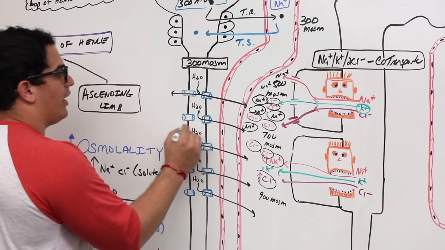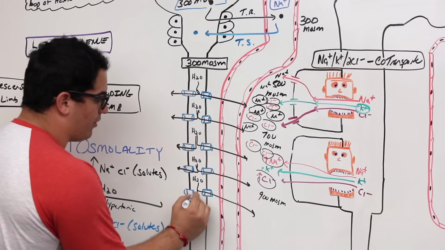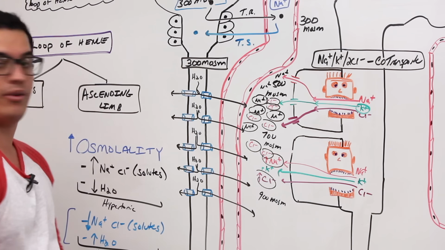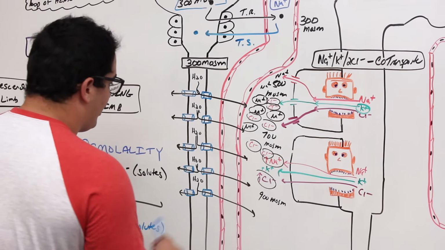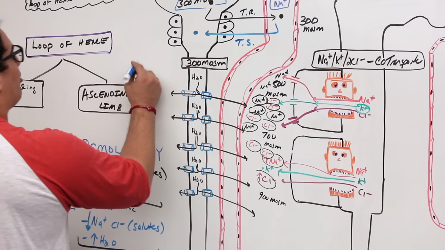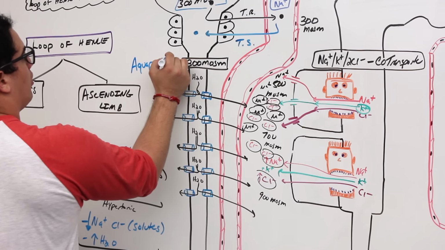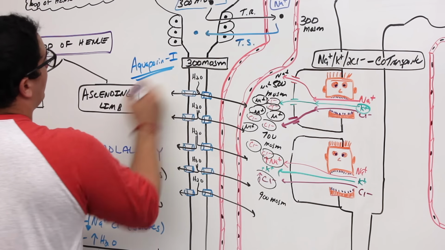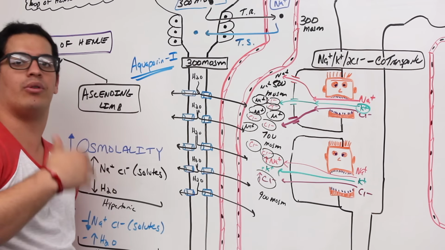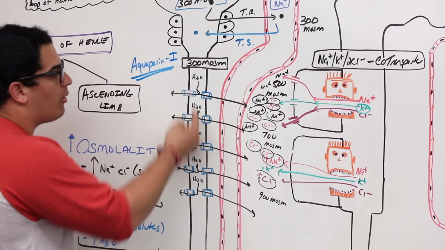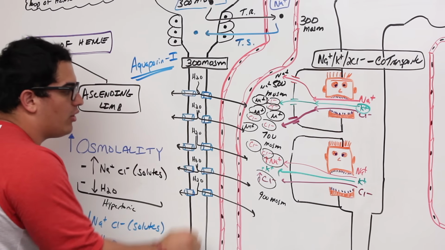Now, you might be wondering, how does this water get out? What are these blue channels? Because I didn't just draw them for no reason. They have to have a specific type of name. They do. These channels here are called aquaporin type 1. And the only reason I'm mentioning that is because we'll talk about the collecting duct and we'll talk about aquaporin 2 and 3 and 4. But aquaporin 1 is these channels that are always open in the descending limb of the loop of Henle.